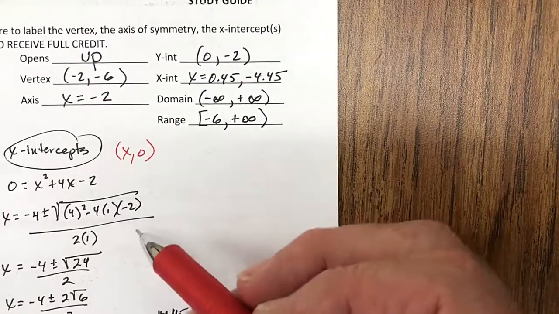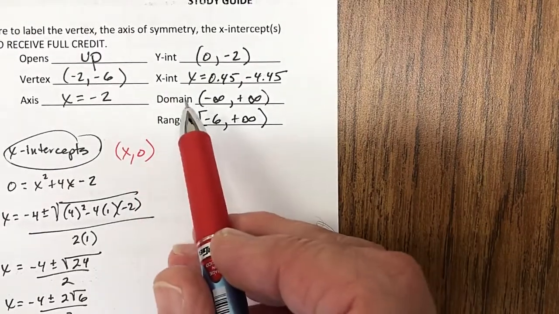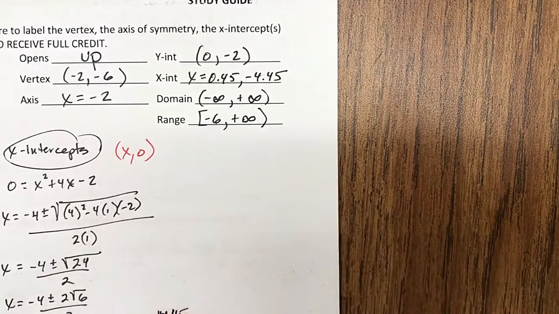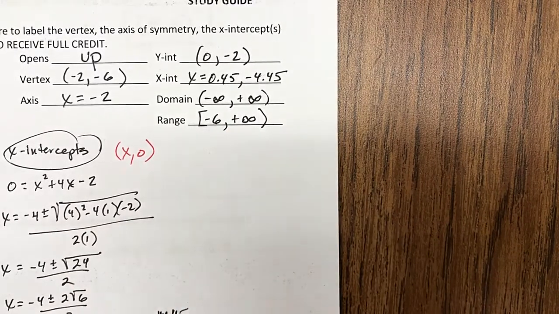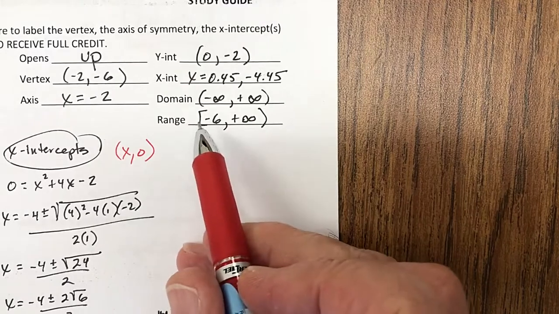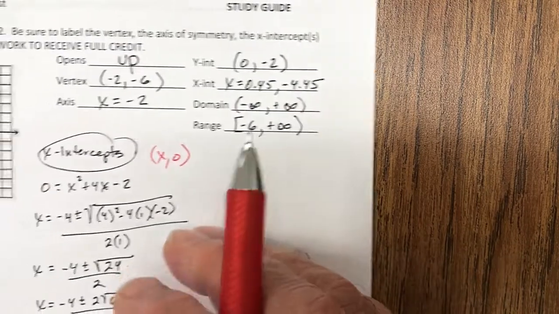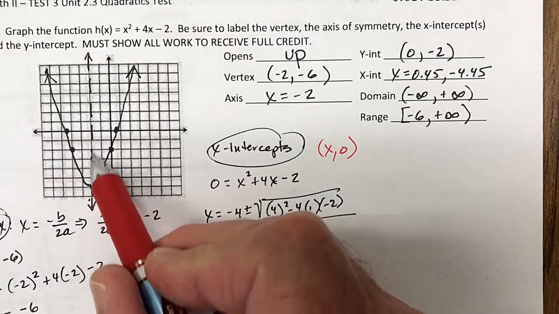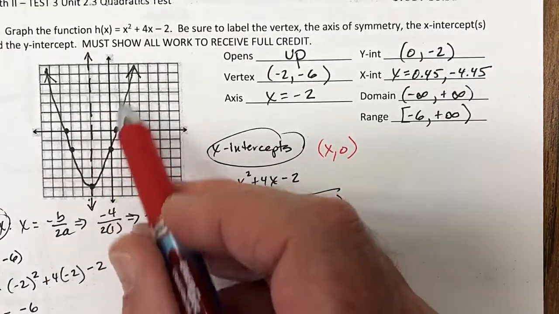The domain is all the x values represented there, which would be all real numbers, negative infinity to positive infinity. And then the range would represent the y values. So the y values start down here at negative 6, and then they go up forever in terms of that curve.